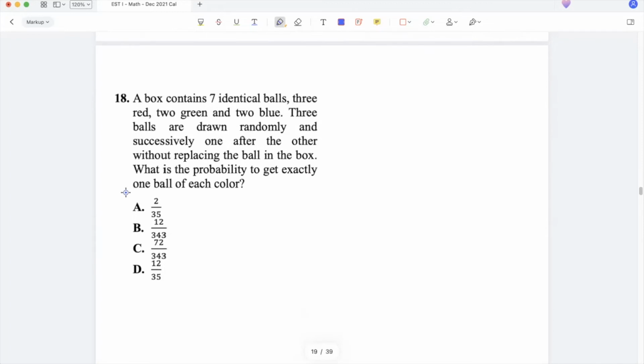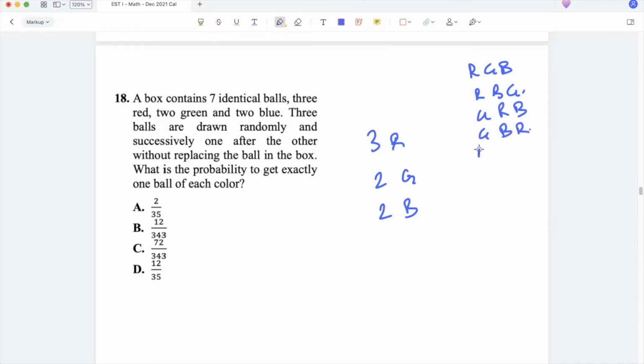A box contains 7 identical balls, 3 red, 2 green, and 2 blue. 3 balls are drawn randomly and successively one after the other without replacing the ball in the box. What is the probability to get exactly 1 ball of each color? Okay, so I can get red, green, blue, red, blue, green. I can get green, red, blue, and green, blue, red. And I can get blue, red, green, and blue, green, red. So these are the 6 possibilities that you have.